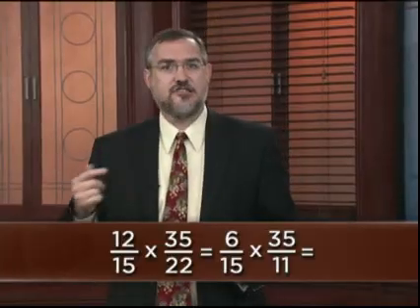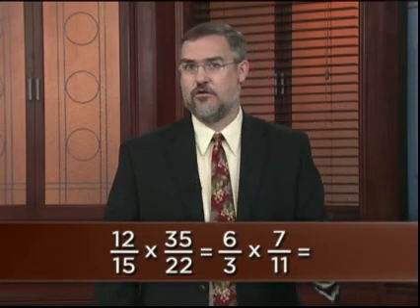And that's going to change my problem, if you will, reduce my problem to 6 over 15 times 35 over 11. So far, so good. The numbers are getting smaller. Next, I see that there's a 5 that can be canceled from the 15 and from the 35. I know that 35 over 5 is 7, and 15 over 5 is 3. So I can rewrite my problem again as 6 over 3 times 7 over 11.